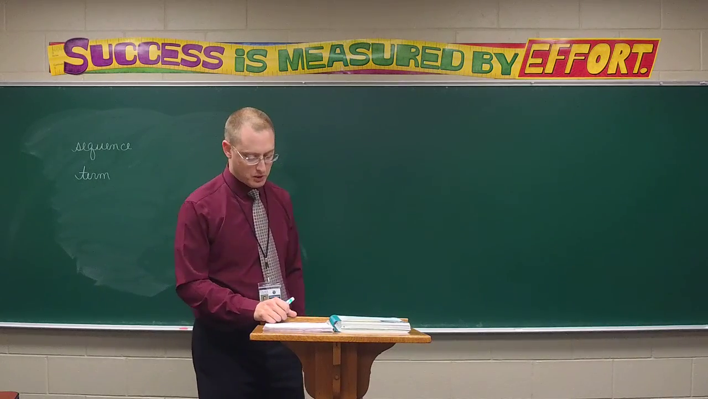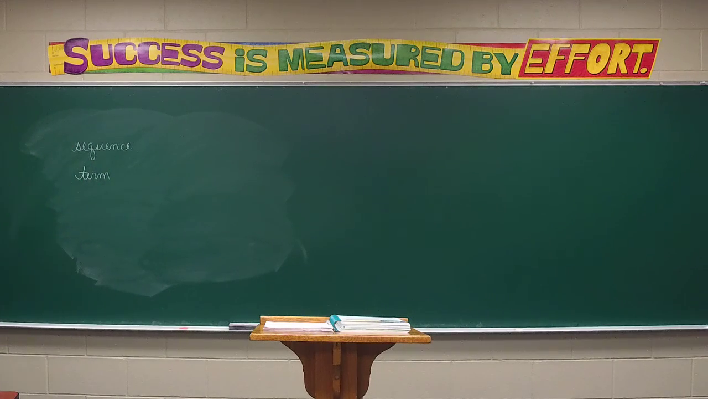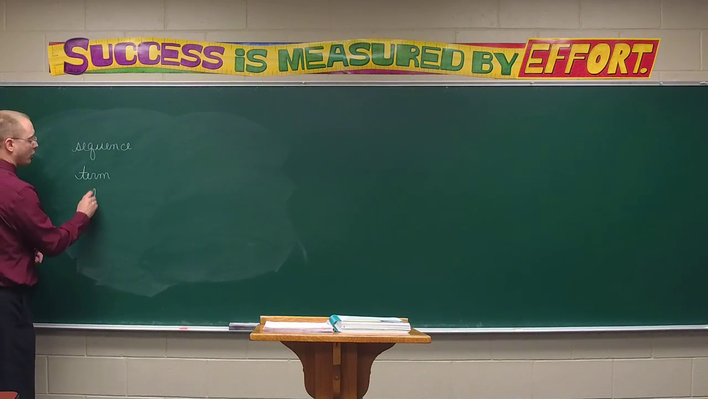A number or a value in a sequence. And we said that the sequence has these terms in it, and all of the terms follow a rule to get the next term, right? So the rule is called an algorithm.